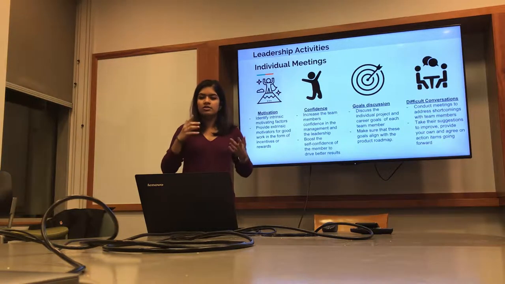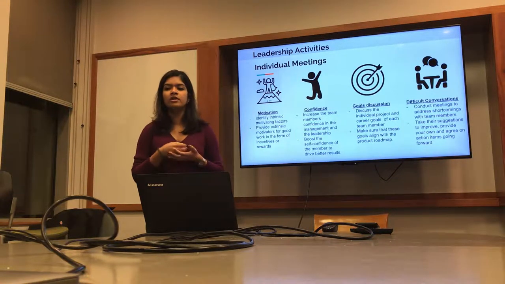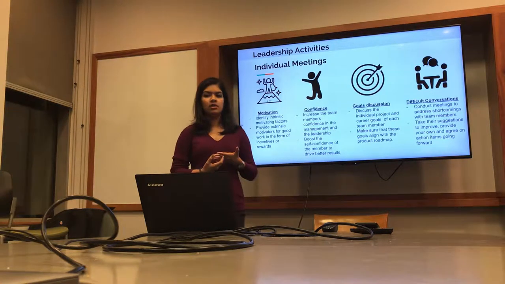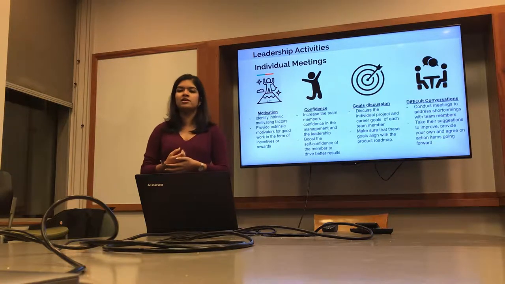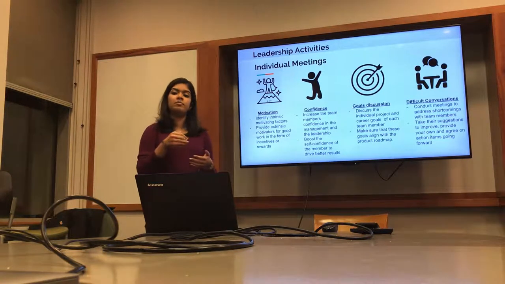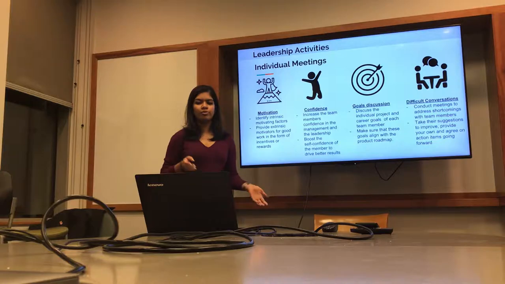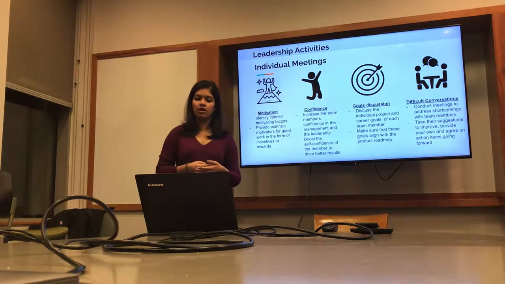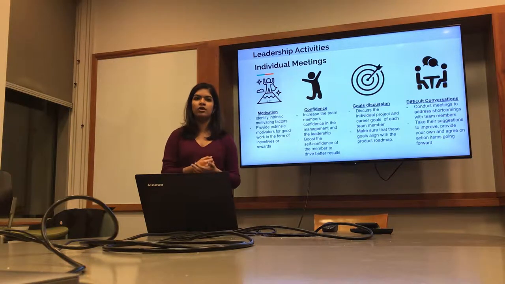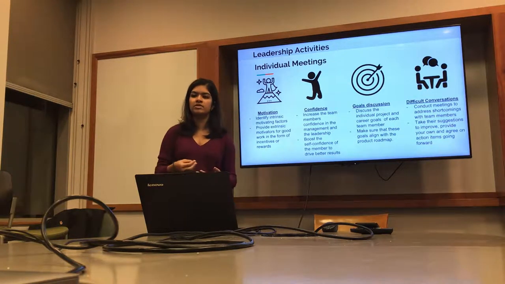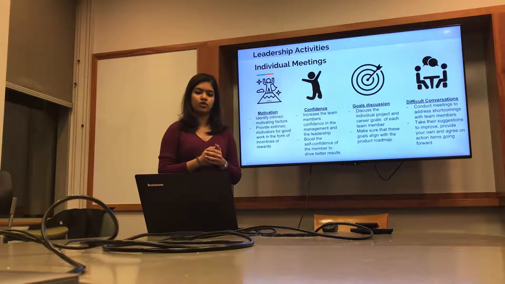The first one would be to discuss their motivation, find out what intrinsically motivates them, and figure out as their leadership how to facilitate that and how to enhance that and keep it going for them, and also provide extrinsic motivators for good performance, make them feel like they're recognized and their good work will result in them receiving rewards or anything of the sort.